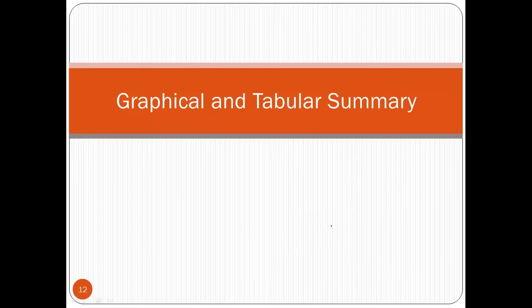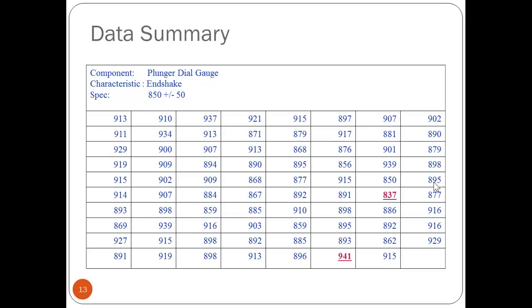First we look at graphical and tabular summary. If you go to the next slide, there is data, and these data are for a component called plunger dial gauge. So this component goes into a measurement tool, so it has to be very precise and very accurate.